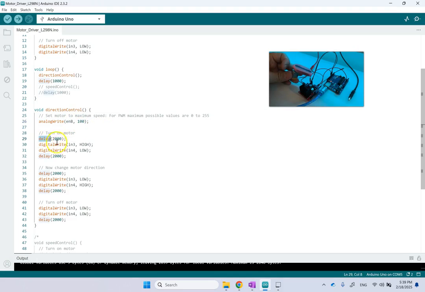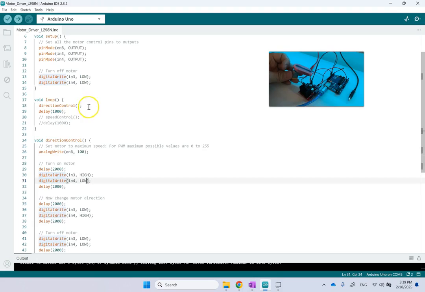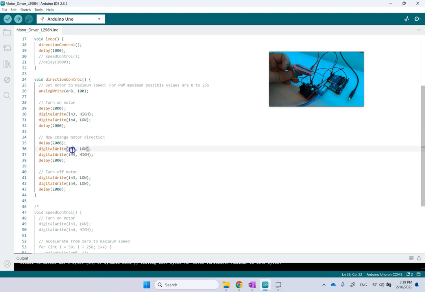First, I start with the delay, and then you see on pin 3, I go high. On pin 4, input 4, which is pin 7 here, I'm going to go low. You see one high, one low. It goes in one direction. Then I reverse it. On input 3, I go low. On input 4, I go high. So that should reverse the direction.